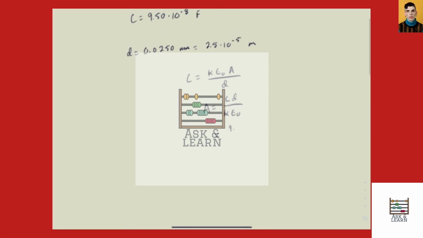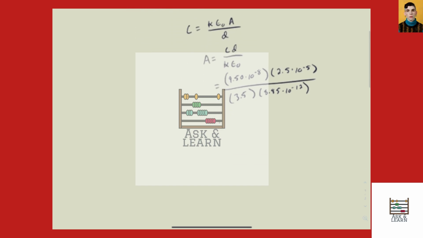The capacitance is 9.5 times 10 to the minus 8. The separation distance is 2.5 times 10 to the minus 5. Kappa, the dielectric constant for paraffin-coated paper, is 3.5, and epsilon naught is 8.85 times 10 to the minus 12. So we get the area of the aluminum strips is about 0.0767. It keeps going on.